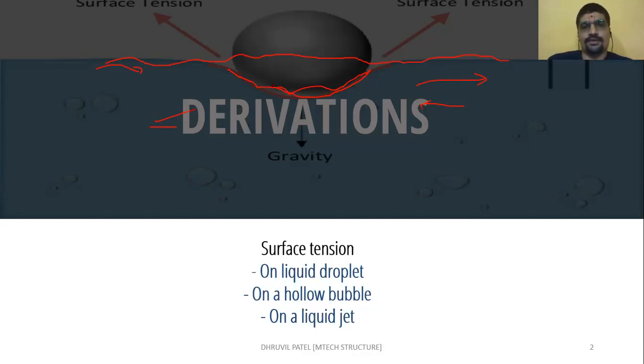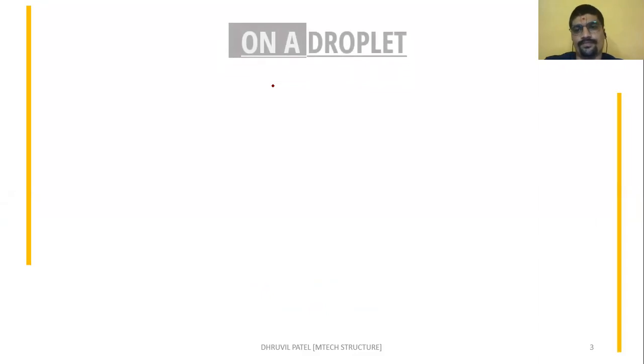Everywhere we fill the water, the surface tension occurs. It occurs on the water tank also. It occurs on a balloon filled up with water also. In each material, if we dip it in water, the surface tension occurs. Okay. So here we will study only three general examples. Coming to the first example, which is on a droplet: surface tension on a droplet.